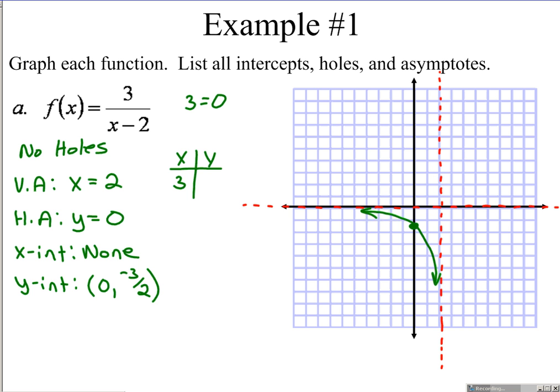If I plug 3 in for x, we get 3 over 1, or 3 out for y. So I have a point over 3, up 3, which tells us to the right of this asymptote line then, we're going to have a smooth curve approaching both asymptote lines up in that section. And that is it for our graph. So once you know how to do all the information we talked about yesterday, that's basically everything you need to do. You're just using that information now to sketch the graph.